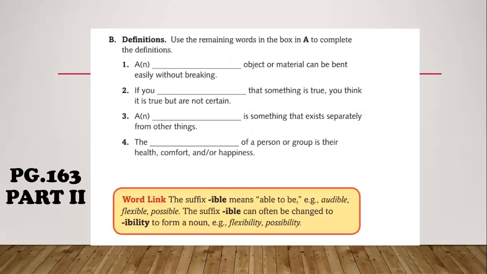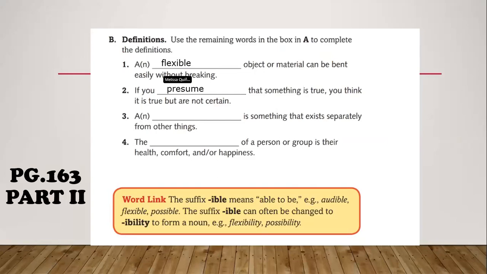All right, last part, definitions here. Who has the best one? Thank you, Abby. Thank you, Kai. It is flexible. Yes, number 1 is flexible. It's talking about a flexible object or material that can be bent. If you something is true, you think it's true, but are not certain. Presume, yes, Kylie. Thank you, Abby. It's presume.